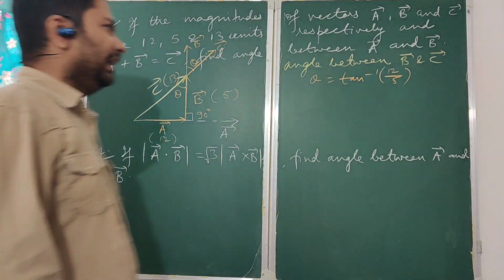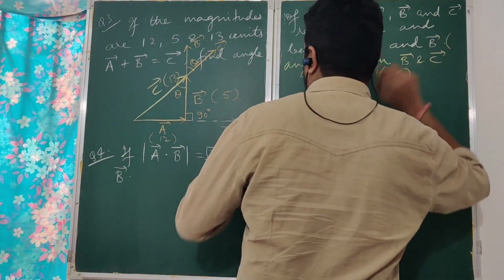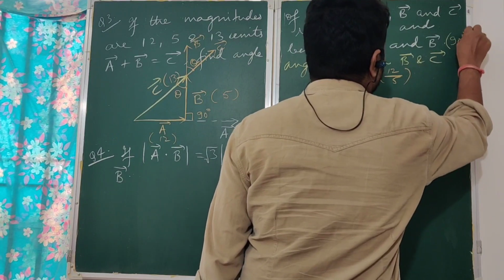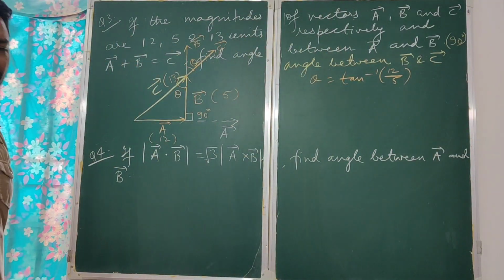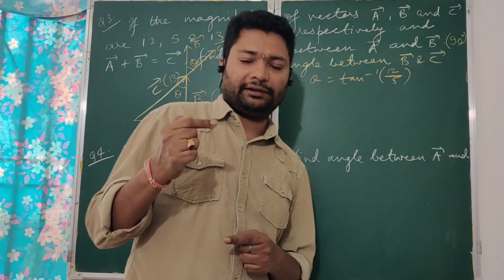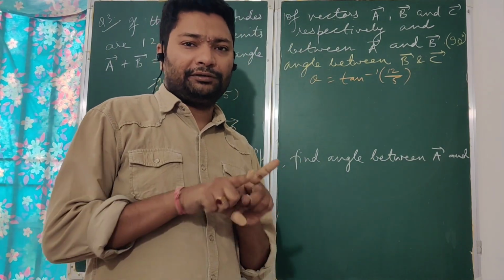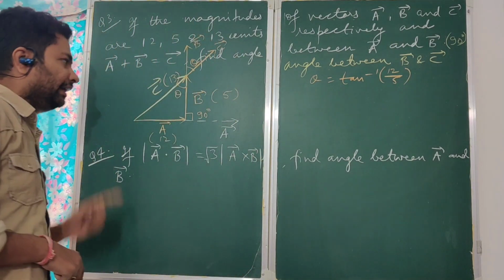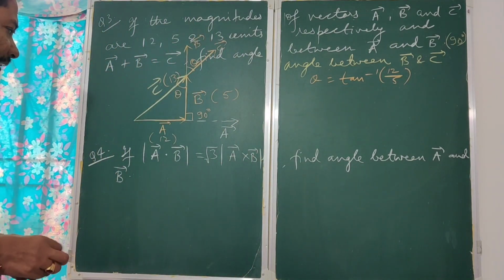But what is the original answer? I mean the answer for the original question, it is 90 degrees. I will write 90 degrees so that you don't get confused. Remember, whenever they ask you to find out the angle between two vectors, try to find the angle between the directions of the vectors.